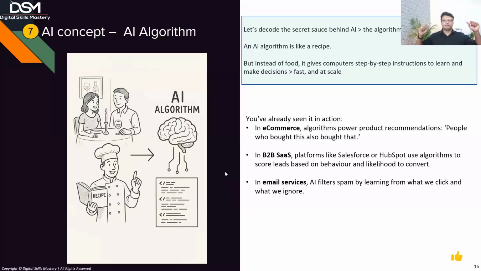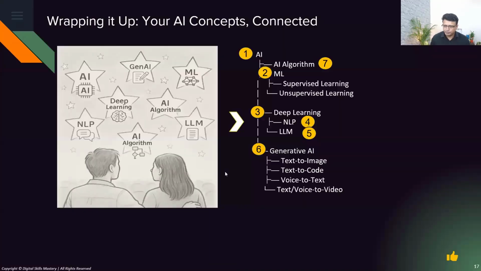Give me a thumbs up if you got the gist of these seven concepts. From AI to AI algorithm, we had ML and LLM and Gen AI in between. Give me a thumbs up, guys, if you are with us. Perfect. Great. Let's move on.